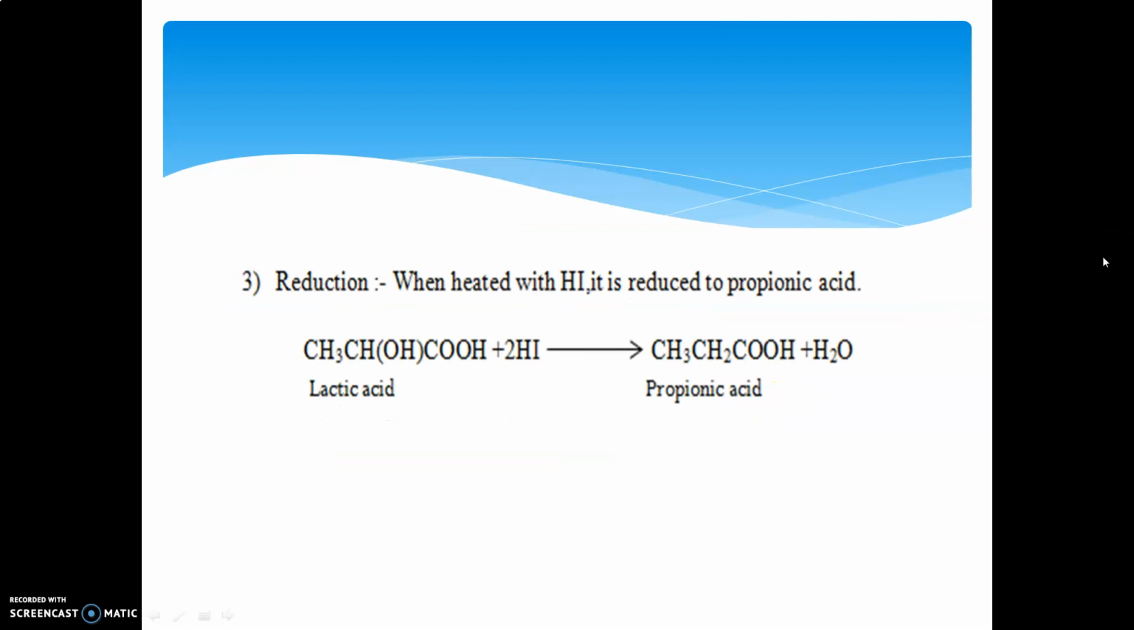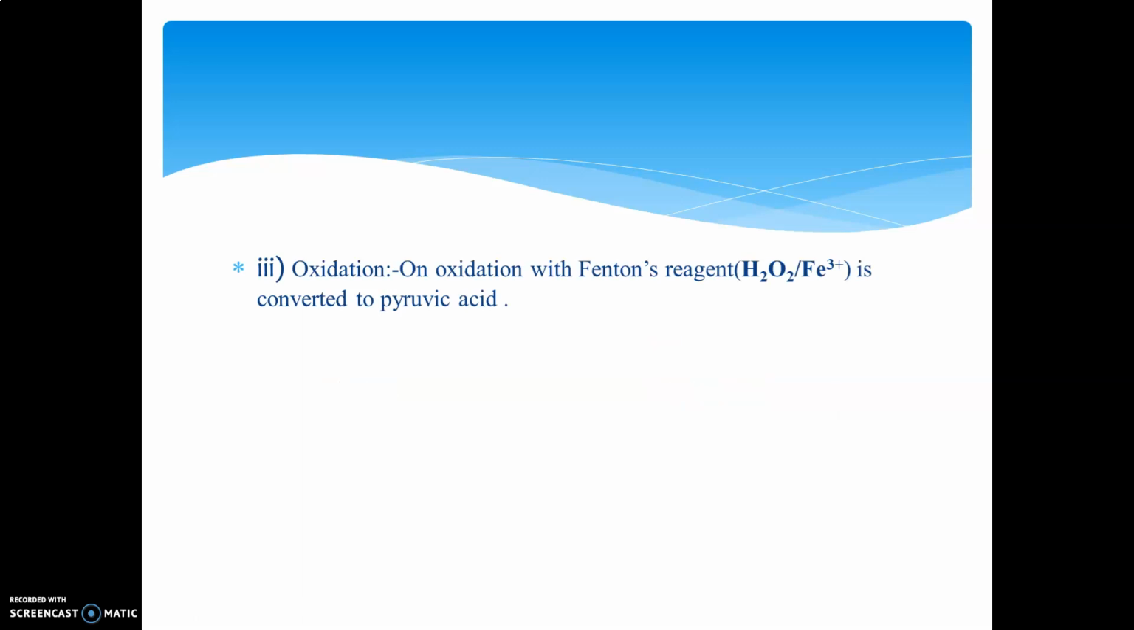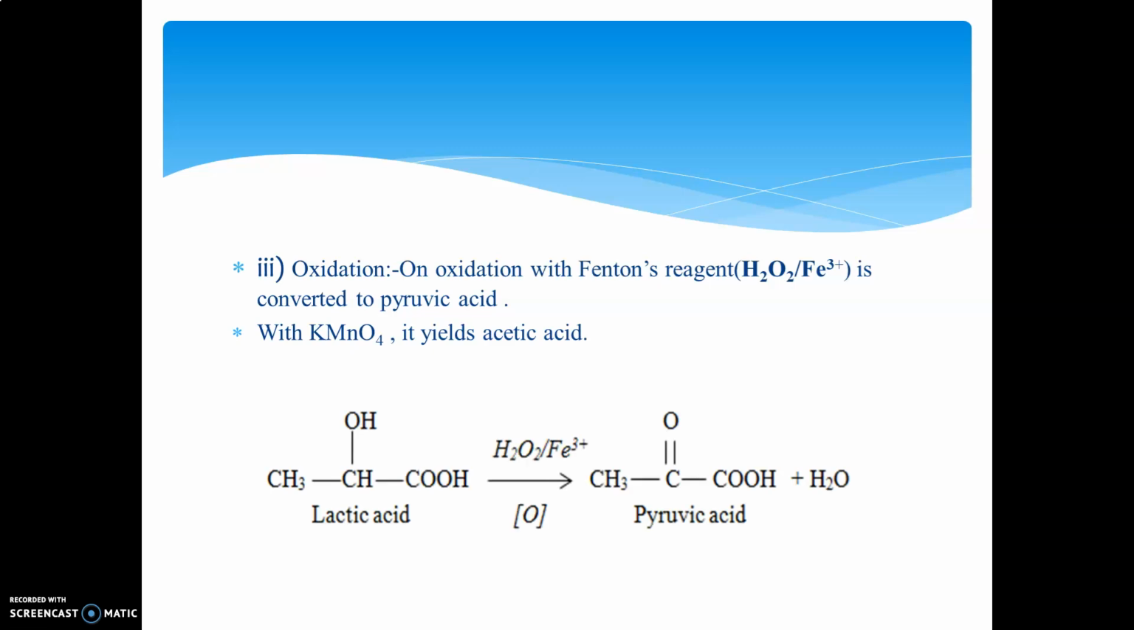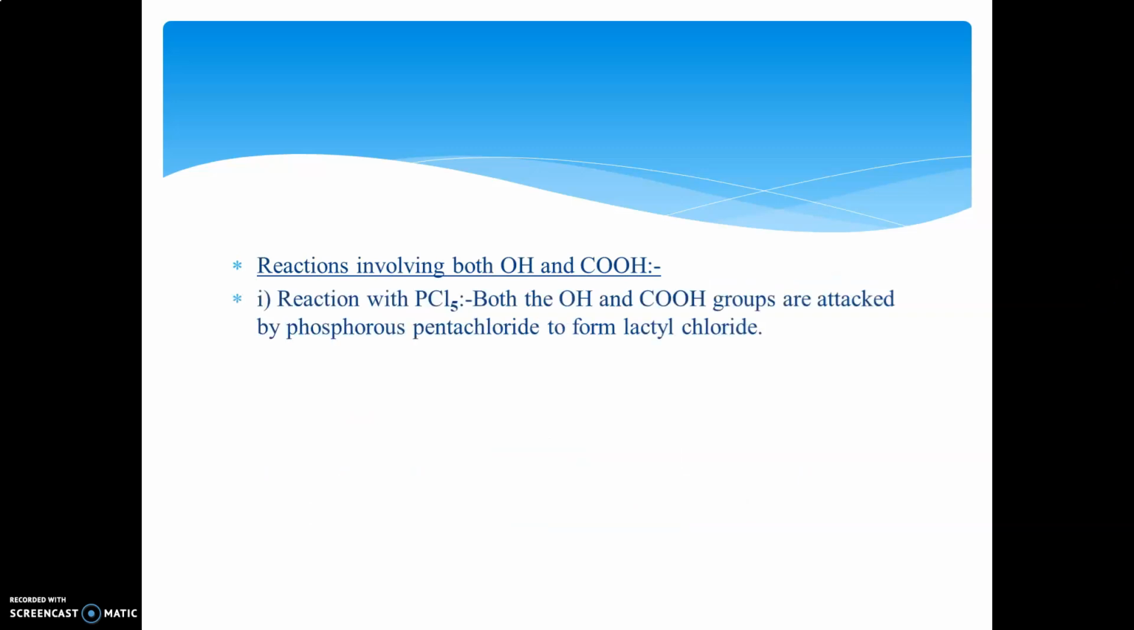The third reaction is reduction. When heated with hydrochloric acid, it is converted into propionic acid. Next, on oxidation with Fenton's reagent, it is converted into pyruvic acid. With KMnO4, it yields acetic acid. Reactions involving both OH and COOH groups. With PCl5, both OH and COOH groups are attacked by phosphorus pentachloride to form lactyl chloride. This is the reaction.